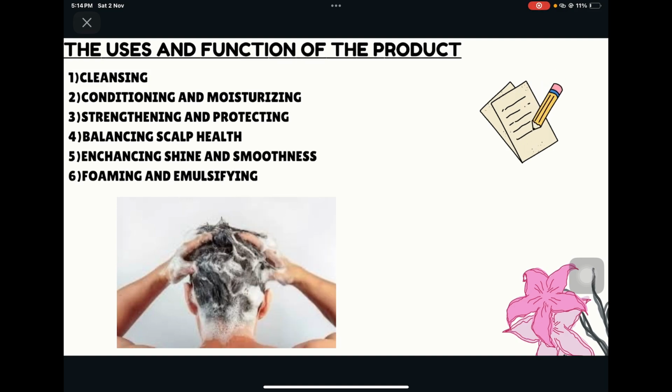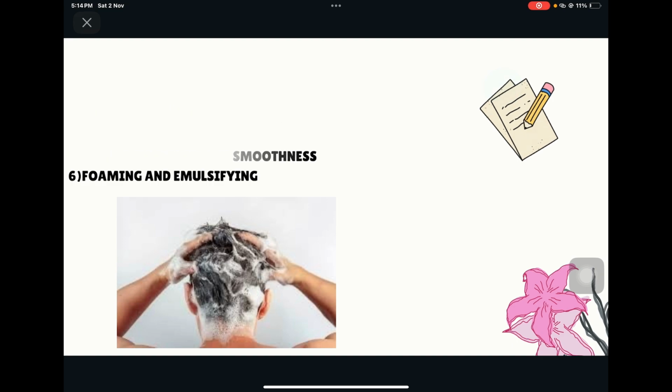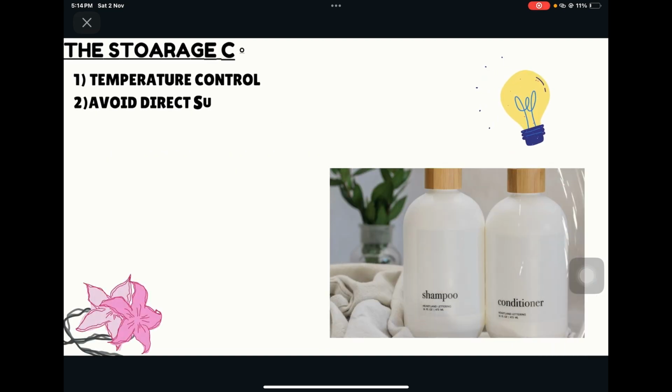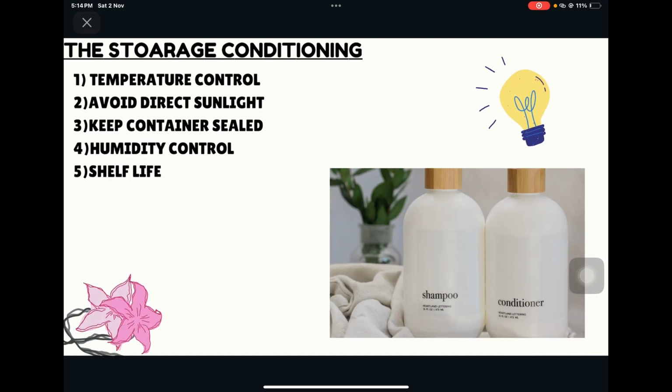Now, these are the uses and functions of the products. Number 1 is cleansing. Number 2 is conditioning and moisturizing. Number 3 is strengthening and protecting. Number 4 is balancing scalp health. Number 5 is enhancing shine and smoothness. Number 6 is foaming and emulsifying.